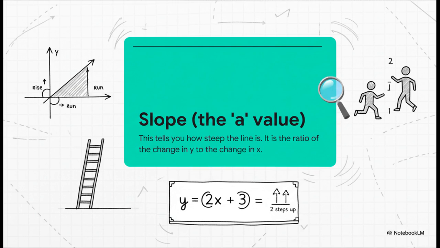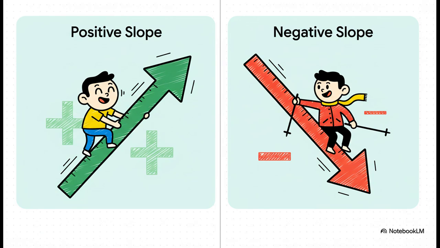That's its steepness. And get this, just by looking at whether the slope is positive or negative, you know which way the line is going. If a is a positive number, the line is going uphill as you look from left to right. But if a is a negative number, the line goes downhill. It's a super quick way to know the direction just by glancing at the equation.